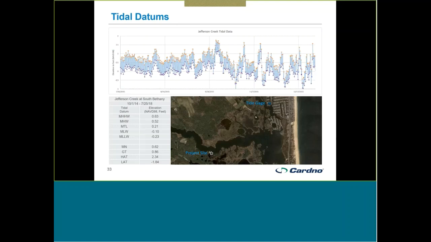So we looked at some tide data, as Jesse mentioned. We were fortunate enough to have a USGS recording tide gauge not too far from the site. These are wind-driven systems, so it's a little bit suspect, but you work with what you have. So we went through an analytical process and derived elevations for the common tidal benchmarks for this system.